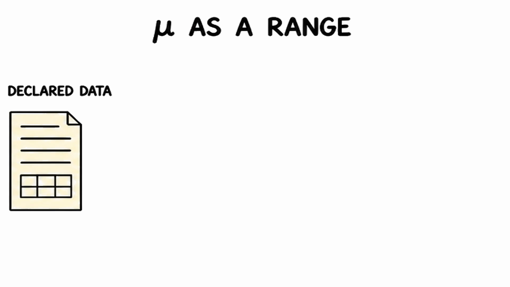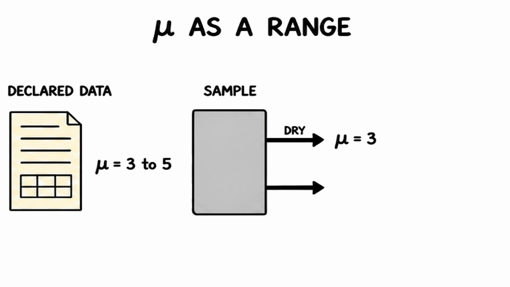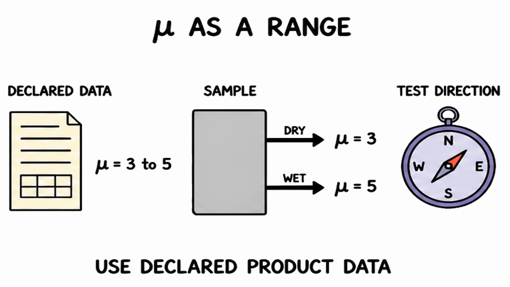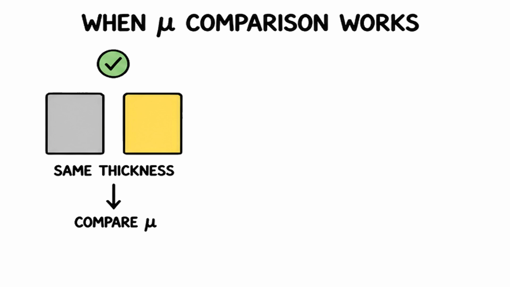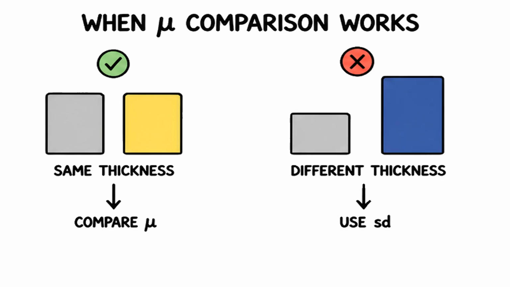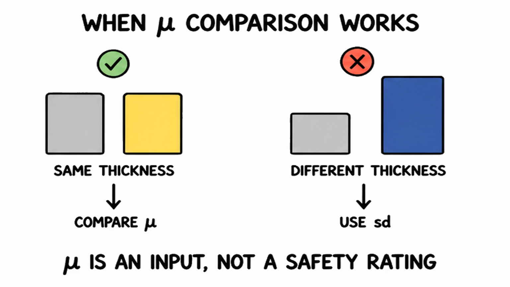Declared mu values may appear as a range rather than a single number. Some materials change resistance with moisture content or test direction. Design calculations should use declared product data and applicable local requirements. Comparing mu values only makes sense when layers have the same thickness. For real installed layers with different thicknesses, use SD value. Mu is one input into building physics, not a standalone safety rating.